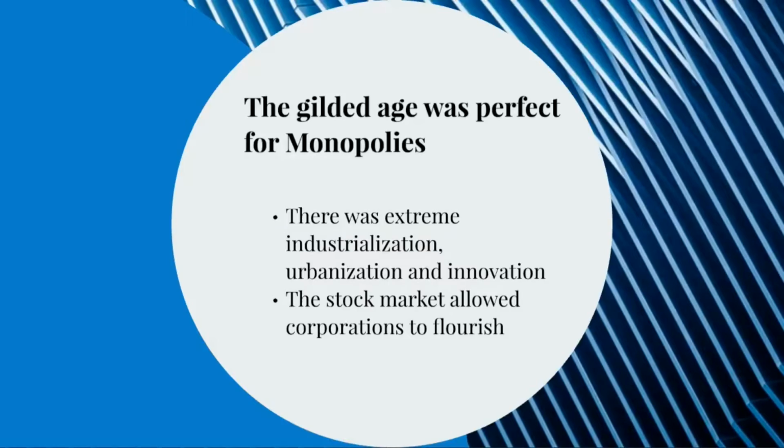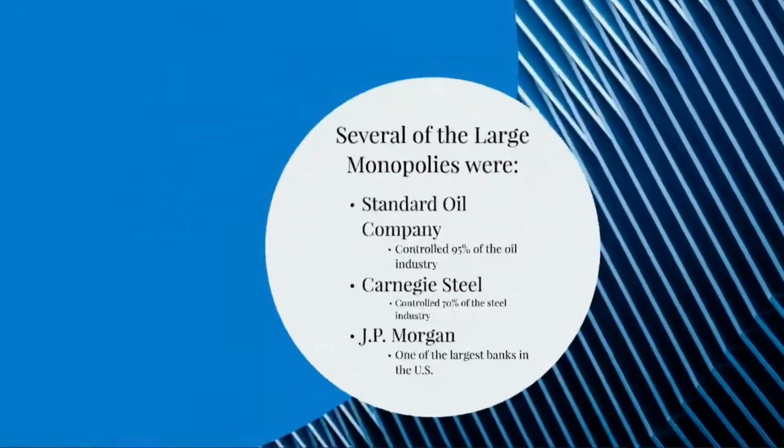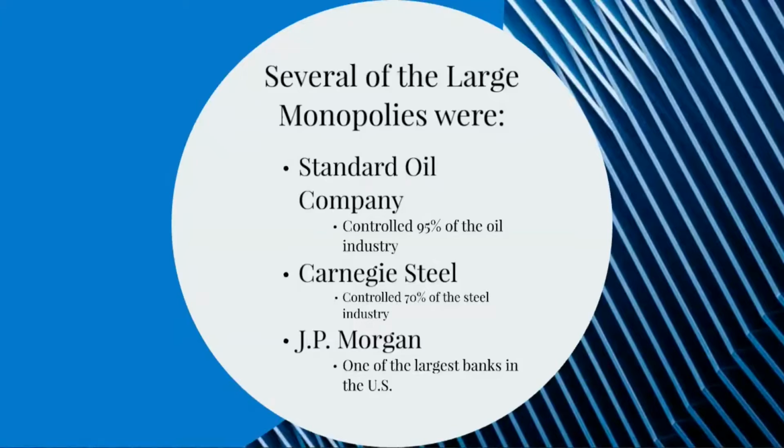Some monopolies of the time were the Standard Oil Company, which was the first large monopoly of the Gilded Age, which was owned by John D. Rockefeller and controlled 95% of the petroleum refining industry during the Gilded Age. At its peak, Standard Oil Company fully owned 14 other companies and had majority stock ownership in at least 24 others.